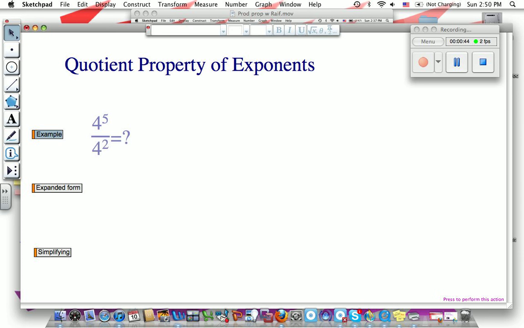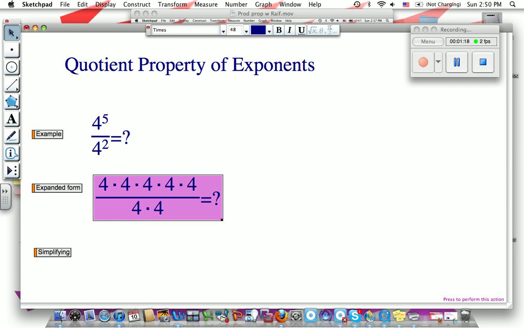The example we're going to start with is 4 to the 5th divided by 4 to the 2nd. And the division symbol represents that this is a quotient. Okay? So what I'm going to do first is write this in expanded form. Rafe, do you remember how many 4s I should have in the numerator? 5. Okay, and how many 4s in the denominator? 2. Okay, let's take a look at this expanded form. Does that look right, Rafe? Yep. Okay, so we've done that part right.